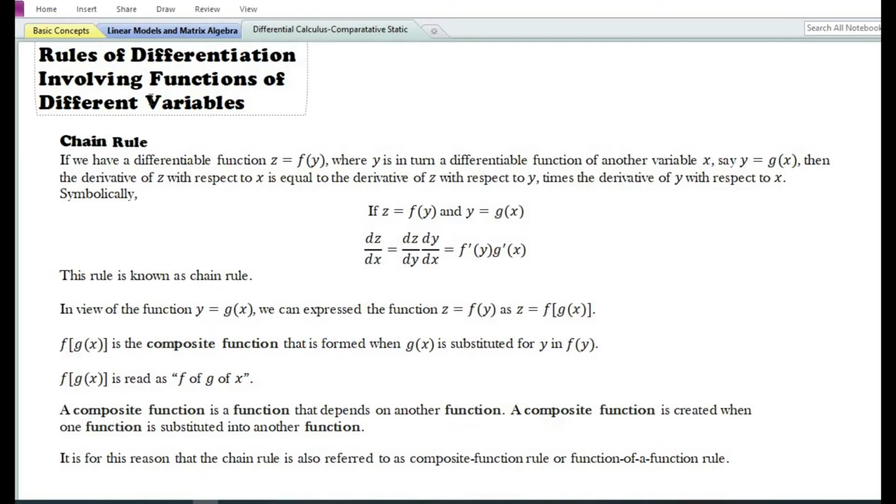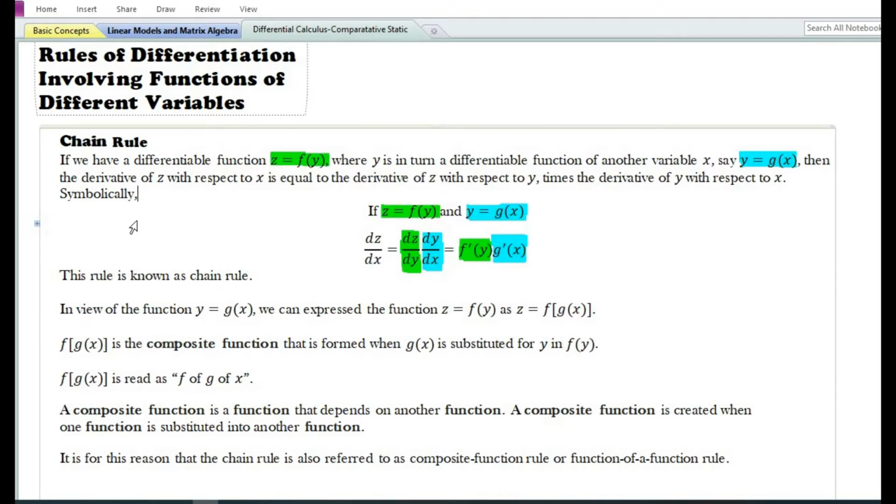In this video, I am going to discuss the chain rule of differentiation, or the rules of differentiation involving functions of different variables. If we have a differentiable function z equals f of y, where y is in turn a differentiable function of another variable x, say y equals g of x, then the derivative of z with respect to x is equal to the derivative of z with respect to y times the derivative of y with respect to x.